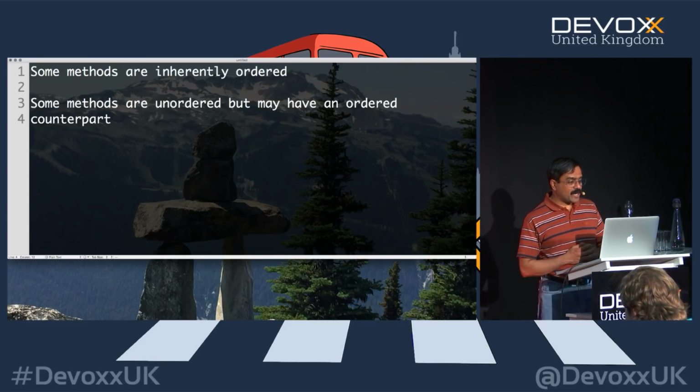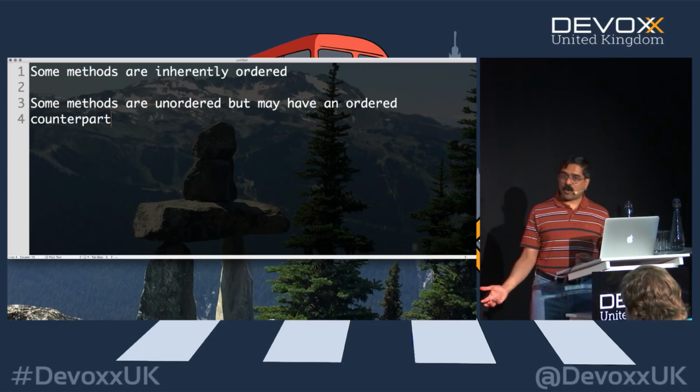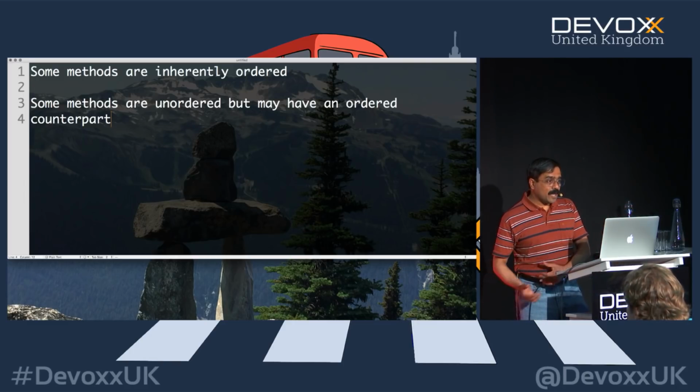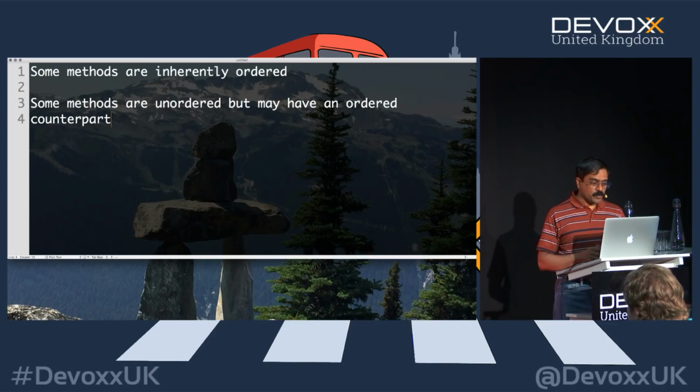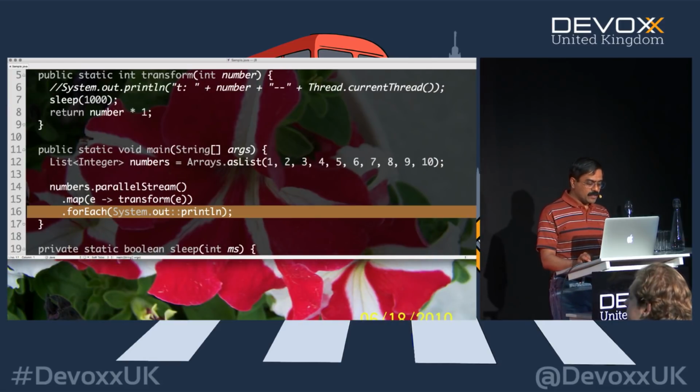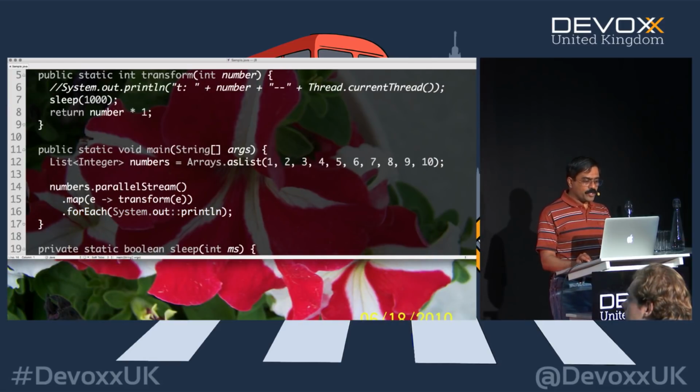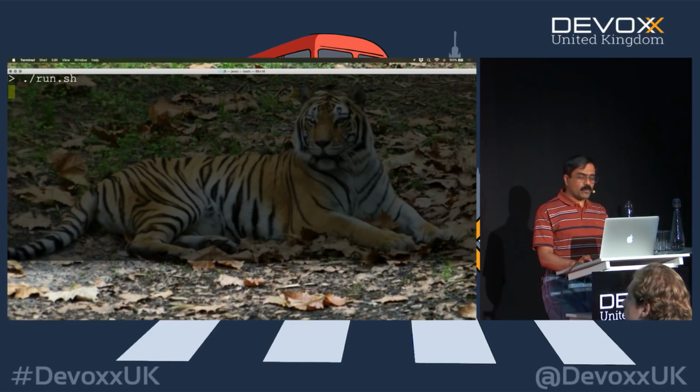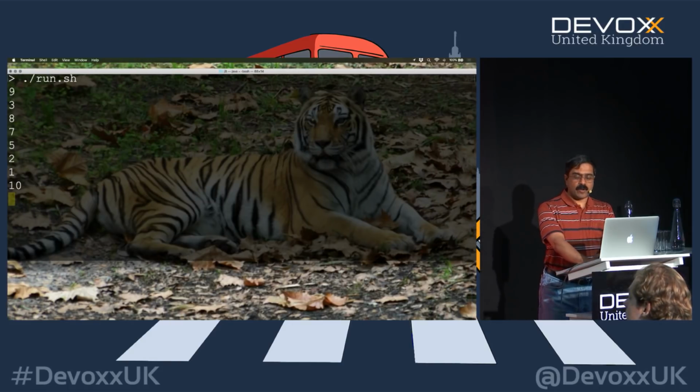You have to take the time to study it to know whether it imposes ordering naturally or maybe it doesn't, and maybe there's a counterpart for imposing ordering. It becomes a lot easier when you think about the logical meaning of the methods. We'll look at some of these later on. But for now, if you look at this code right here, the forEach is unordered, and that is the nature of it. When you run it, there is no guarantee on ordering.